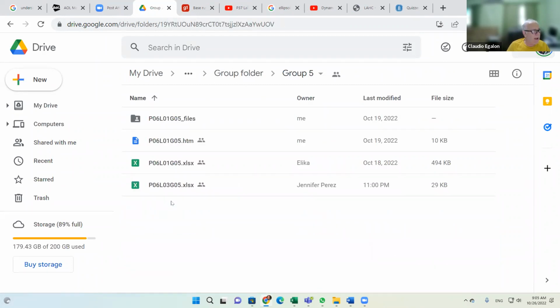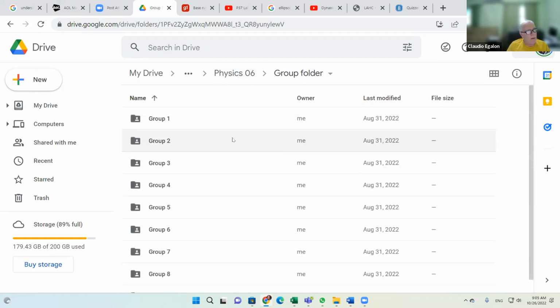Group number 5. Let's see. I don't see lab 2 here. Okay. And don't forget to put the Word document as well, right? You need to put the Word document as well. If you don't put the Word document, I'm going to subtract. I usually subtract like 10 points from your final grade if you don't submit the Word document. Next.